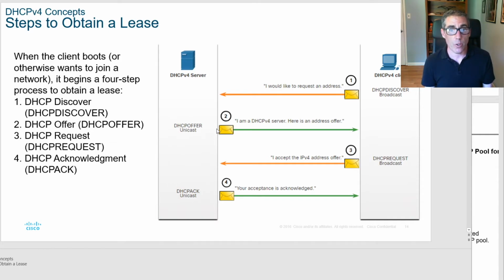This is an address that you can use. Then the client says, okay, I accept this IPv4 address that you're giving me. And then the server says, I acknowledge that you are going to use this address, and here's a little more information if you want it. So that's the general process that happens.